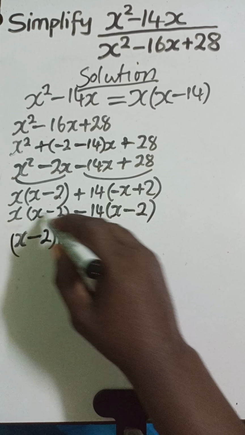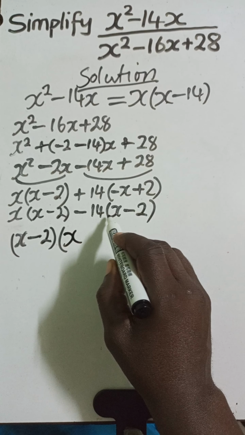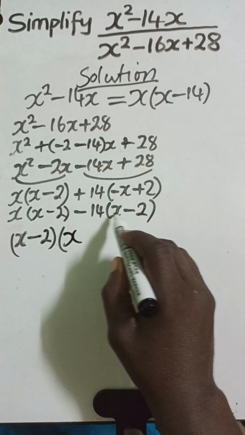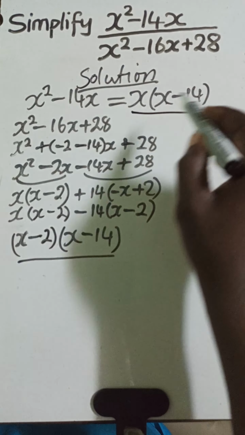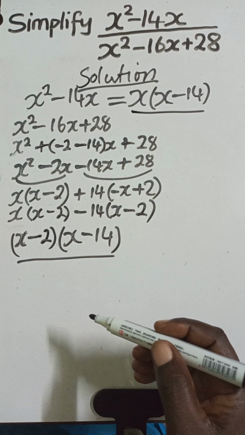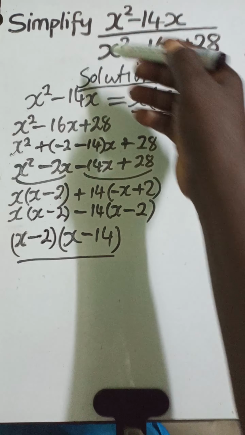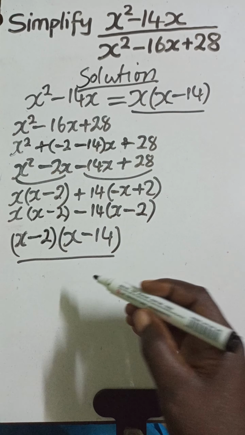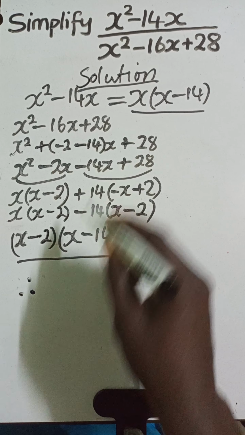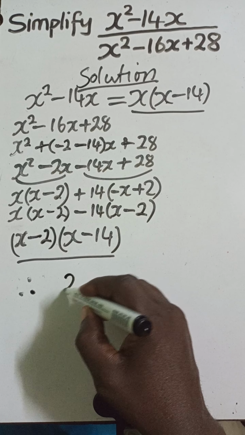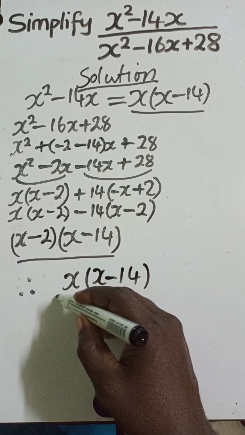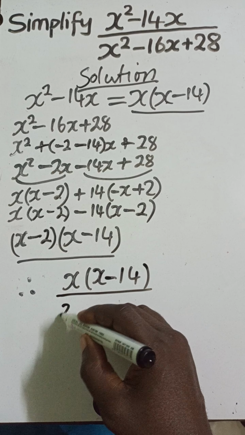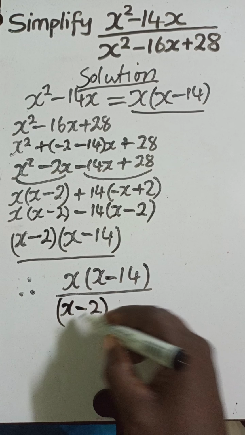Now when we remove it from here, we'll be left with x. And when we remove the same x minus 2 from here, we're left with negative 14. Okay, so this is the factorized form of the denominator. And this one is the factorized form of the numerator. Now, let's rewrite this rational expression using the factorized form. So we say, therefore, our original expression becomes x into x minus 14 all over x minus 2 into x minus 14.